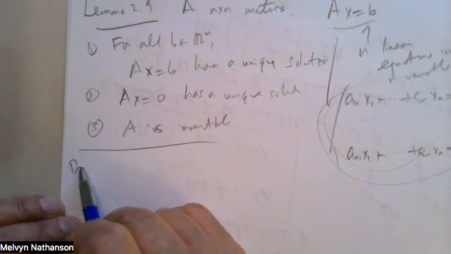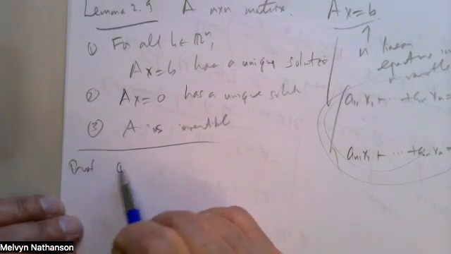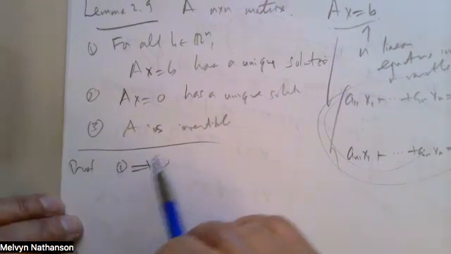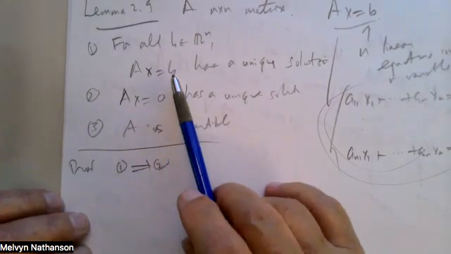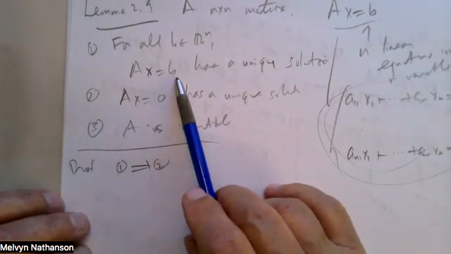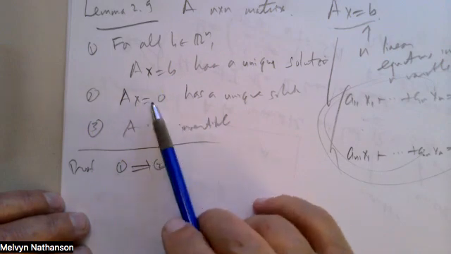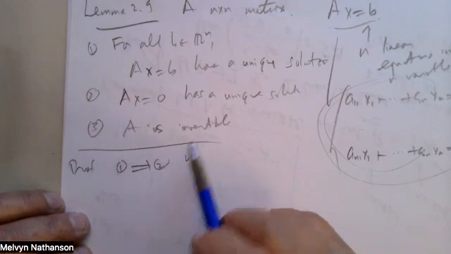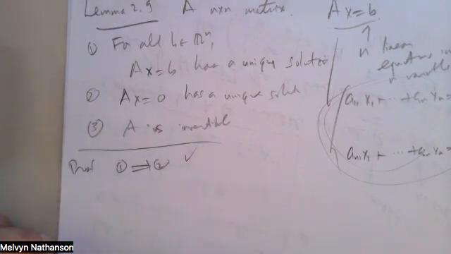So proof. Why does statement 1 imply statement 2? Statement 1 says that for every B, Ax equals B has a unique solution. So in particular, if I let B equal 0, Ax equals 0 has a unique solution. So this is kind of trivial.